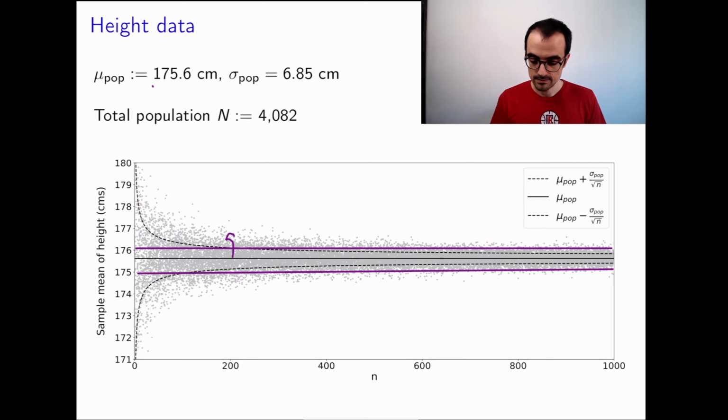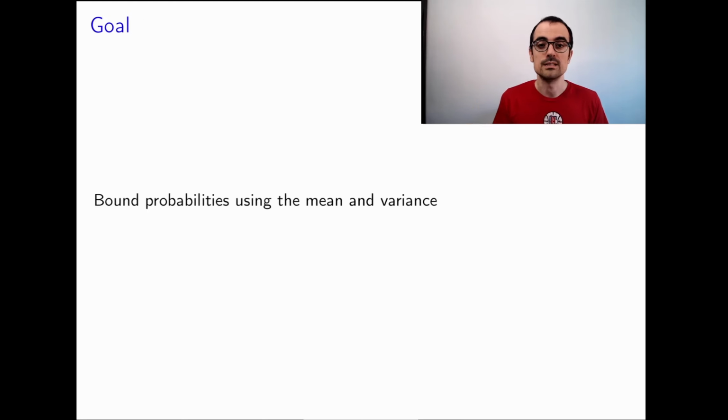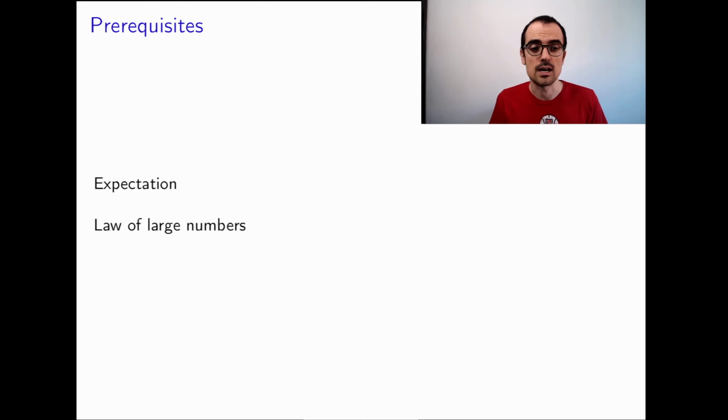In this video, we're going to learn how to control or bound probabilities using the mean and variance, and this will enable us to establish that indeed the probability that there's a certain deviation from the true mean in the law of large numbers also tends to 0. It's not only the variance or the mean squared error. The prerequisites for this material are expectation and the law of large numbers.